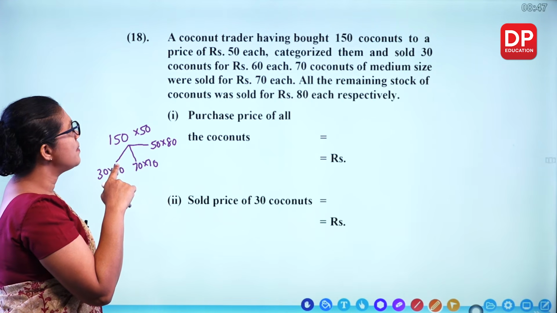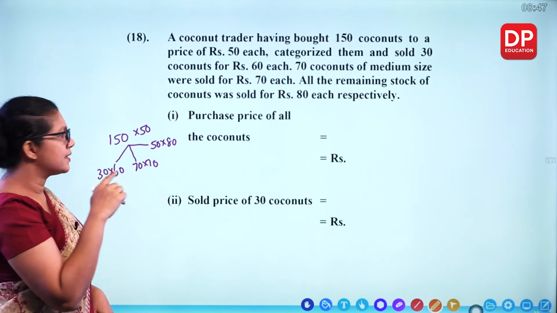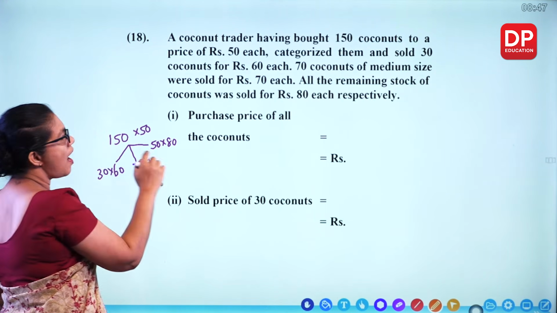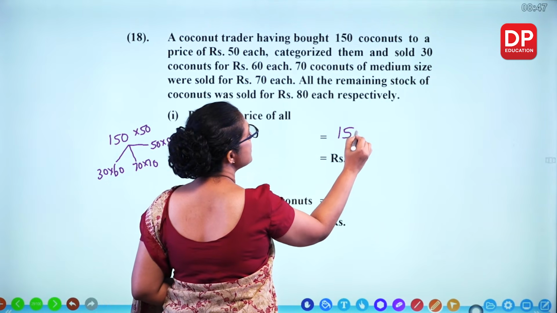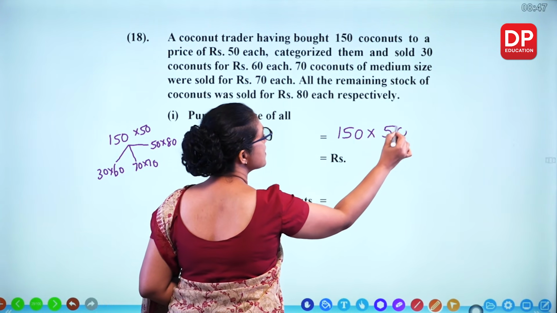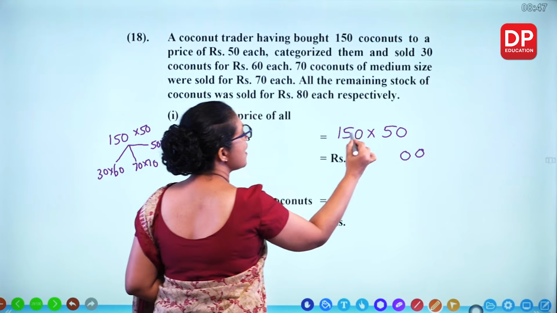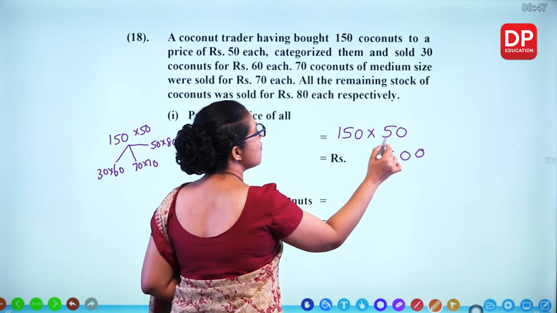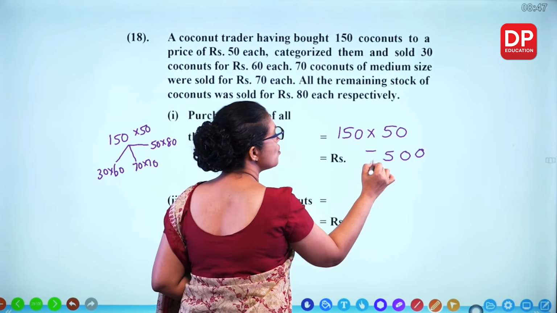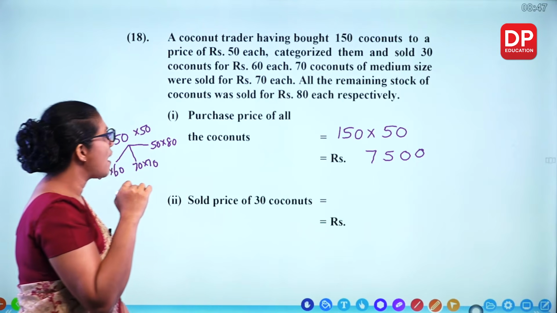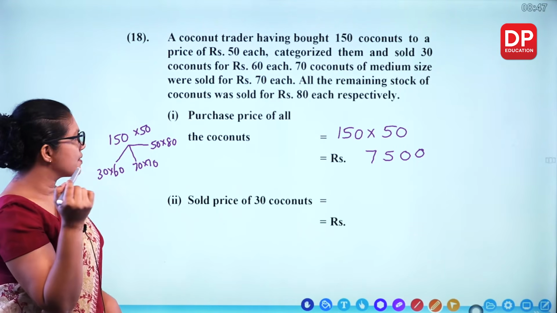Now, you are asking the purchase price of all the coconuts. So, purchase price is 150 coconuts, each one 50 rupees. 1, 2, 5 times 5, 25. 5 times 1, 5 plus 2, 7. So, 7,500 is the purchase price.